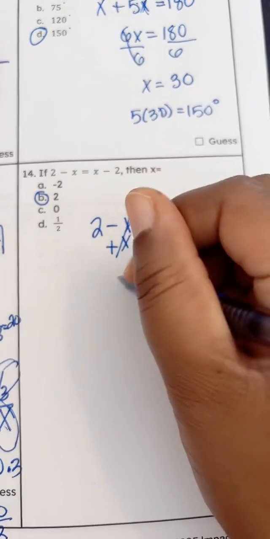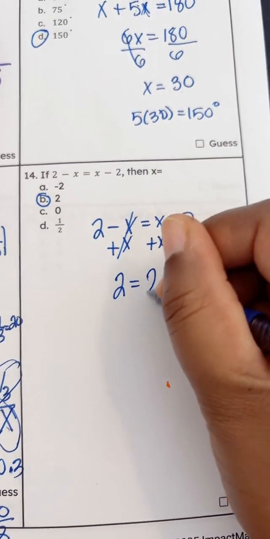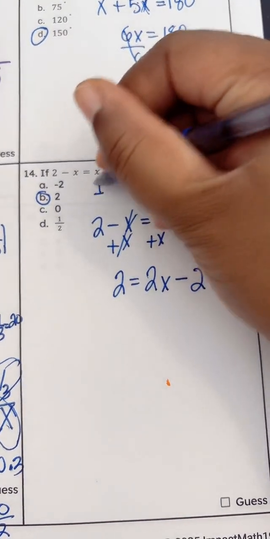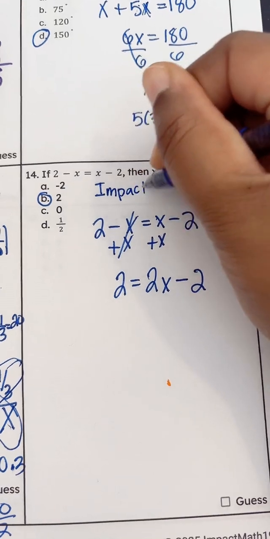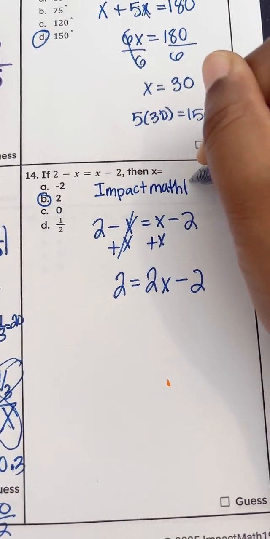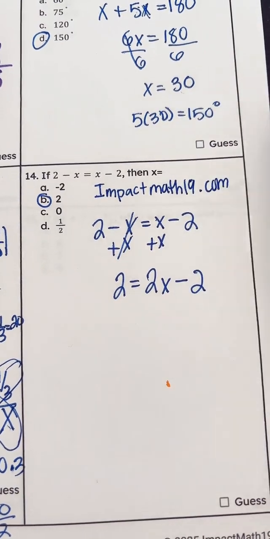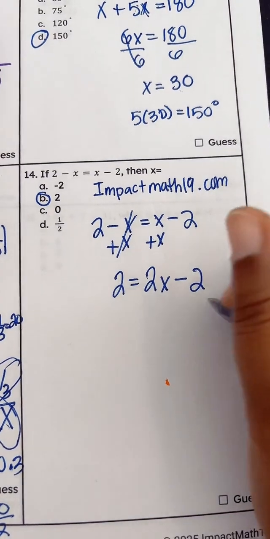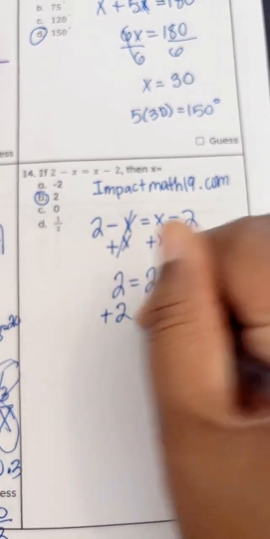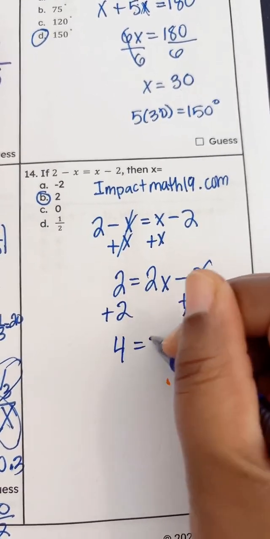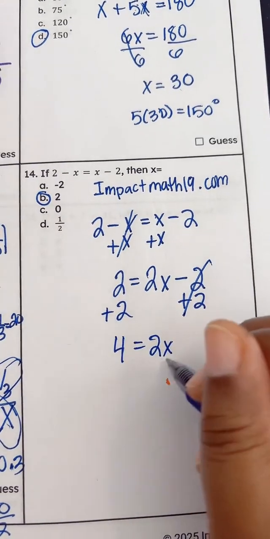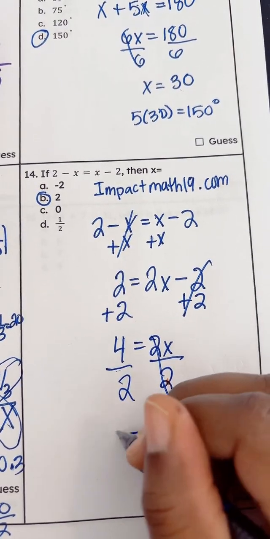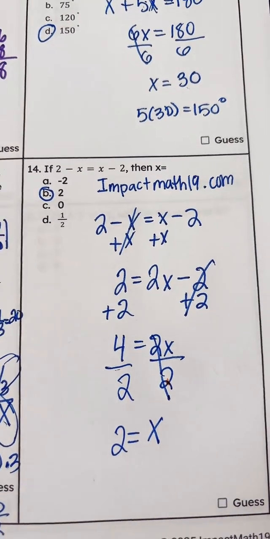Add X. So we get 2 equals X plus X, 2X minus 2. All right, what's my next step after that? Hey, Esme. Add 2. Beautiful. We're going to plus 2. And we get 4 equals 2X. Last step. Divide by 2. X equals 2. And yes, that is our beautiful answer.